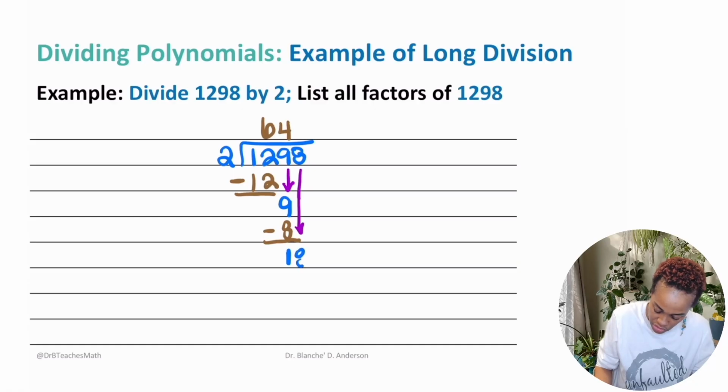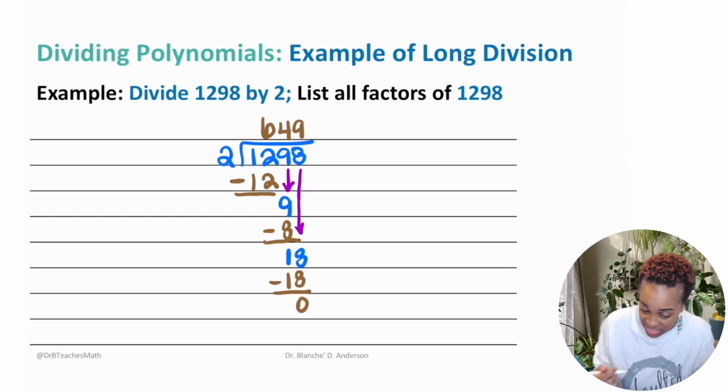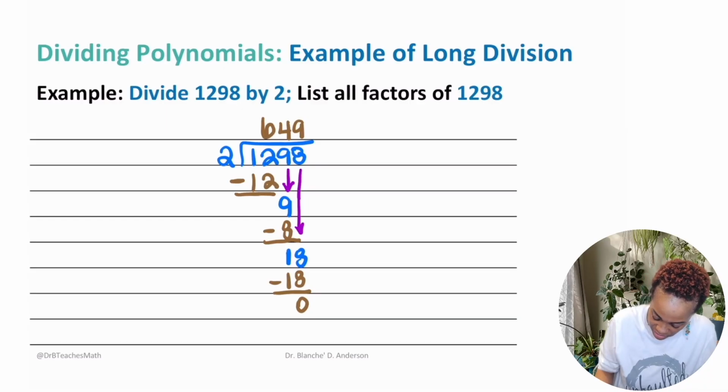And then you would say, okay, 2 would go into 18 how many times? 9 times, because 9 times 2 is 18. So you would say 9 times 2 gives me 18. You would subtract that, and you would have a remainder of 0. Y'all remember that? Y'all are like, this is not nostalgic, Dr. B. I know that's right.